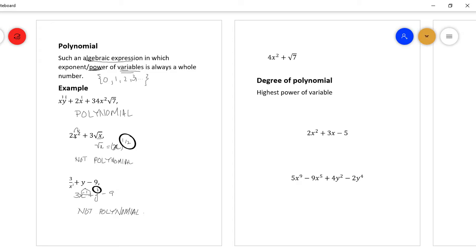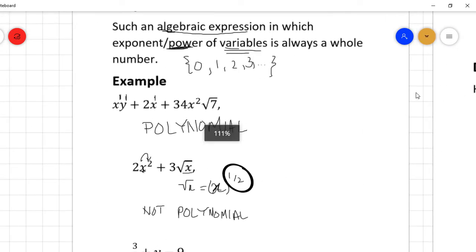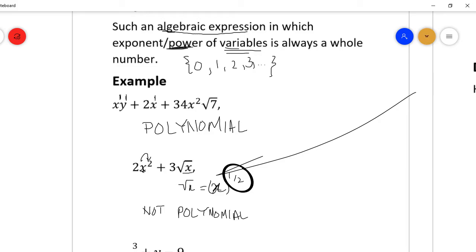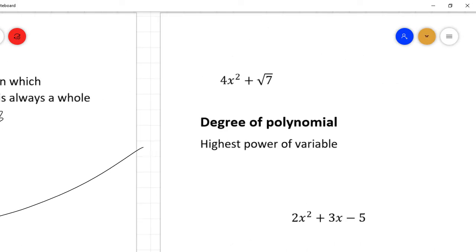x is a variable, and here x is a variable and its power is 2, which is a whole number, so it is also a polynomial.